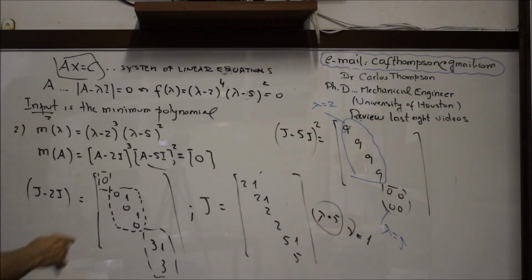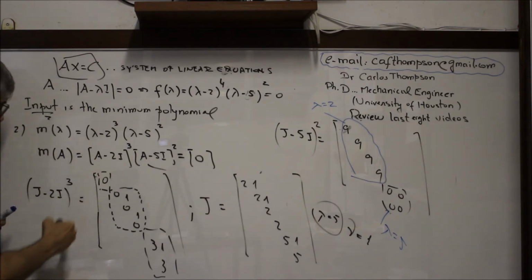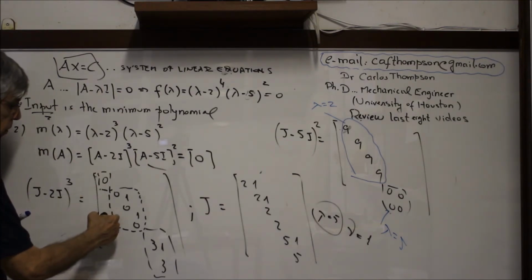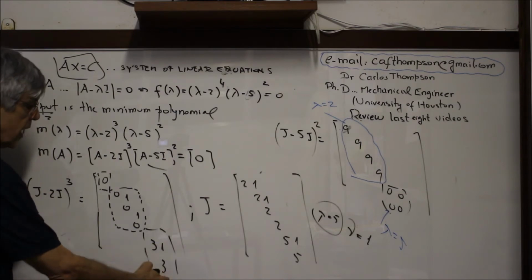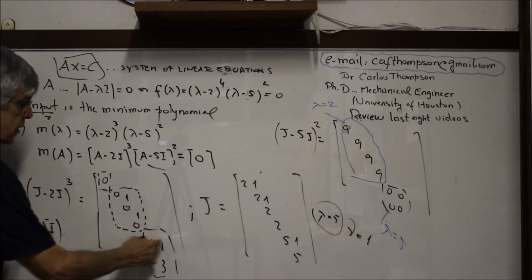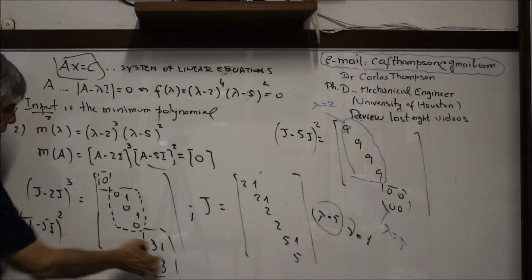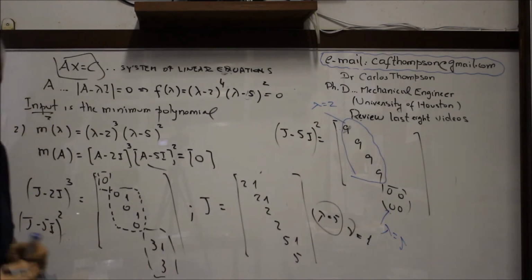Okay, I get the same. Look, if I power this, the power 3, this will be 0. Okay? This will be 27. Then I take j minus 5i. This will appear 0, 1, 0, 0, the same there. So if I square it, it will be 0 here. Okay? It's very, very easy.